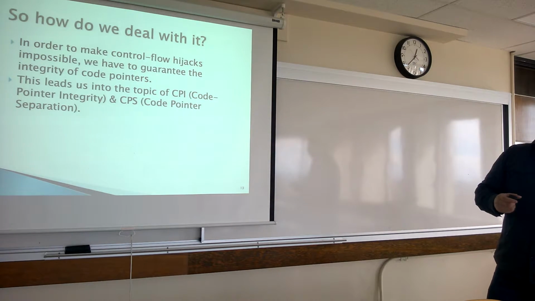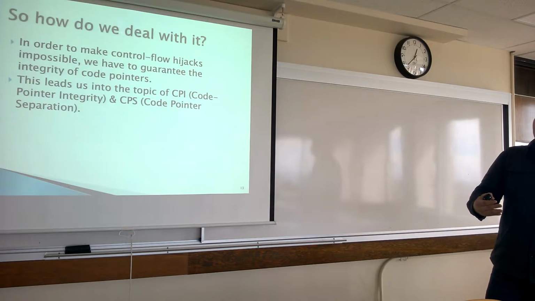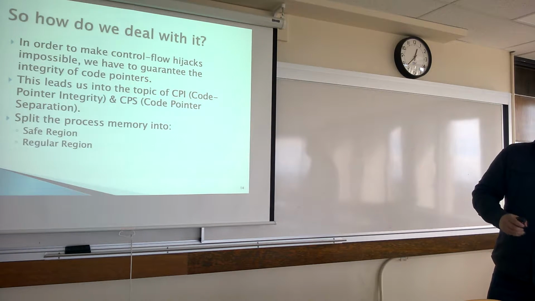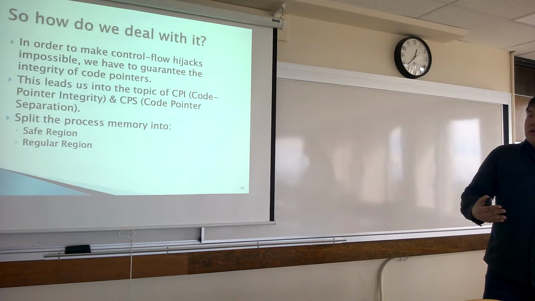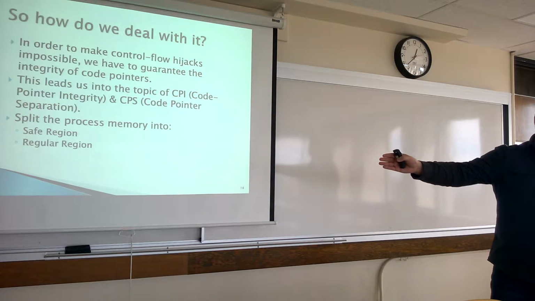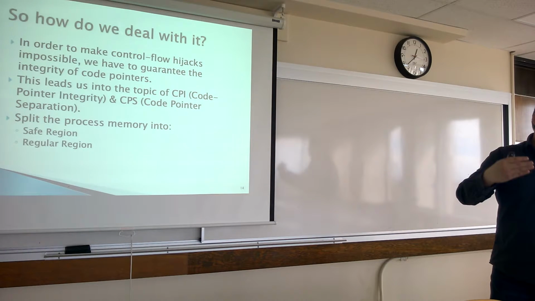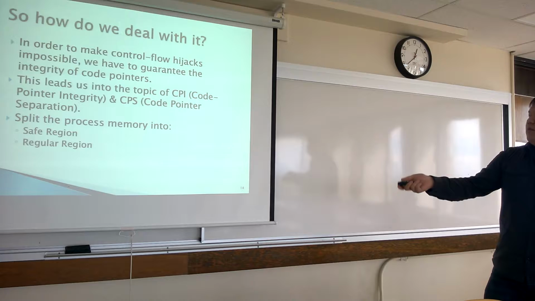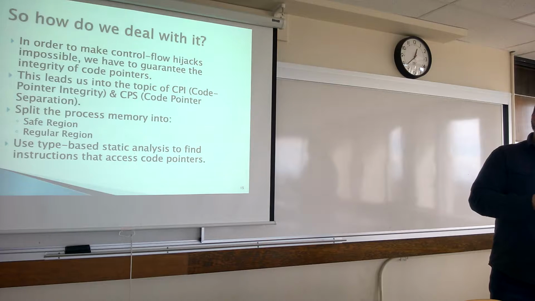And next, this leads us into our topic today, which is CPI, code pointer integrity, and CPS, code pointer separation. We'll talk about the differences of that as we move on. The first thing we will look at is splitting the process memory into what we call the safe region, which is where any code pointers will point to, in terms of we know this memory is safe and it can't be attacked, and then the regular region. And then we'll use type-based static analysis to find instructions that access code pointers.